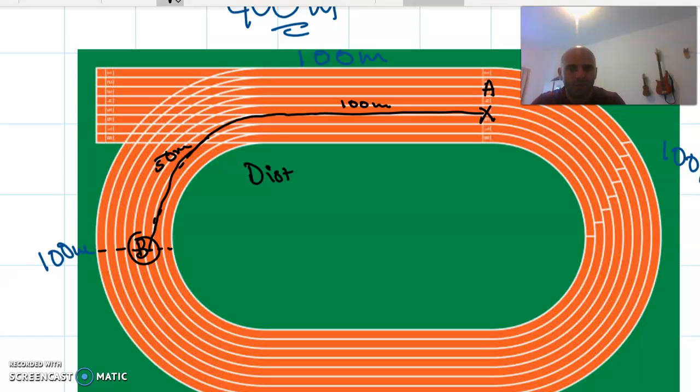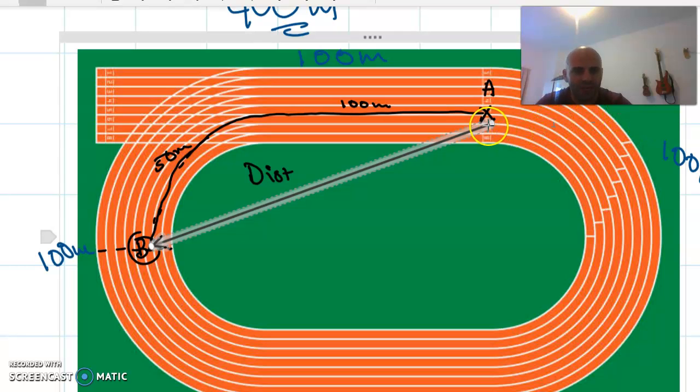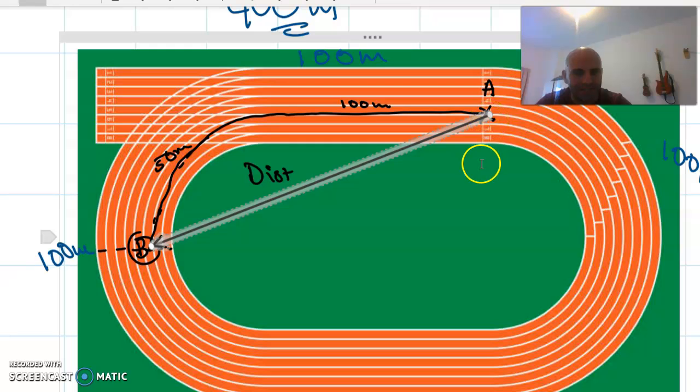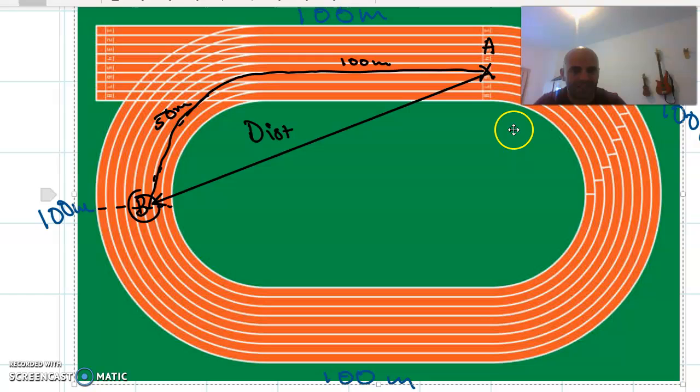But their displacement would be different, all right? Because the displacement doesn't care about the track. It only cares about the starting point and exactly the finishing point. So you could see, hopefully, that the displacement is a bit less than the total distance traveled. And again, it goes at a specific angle.